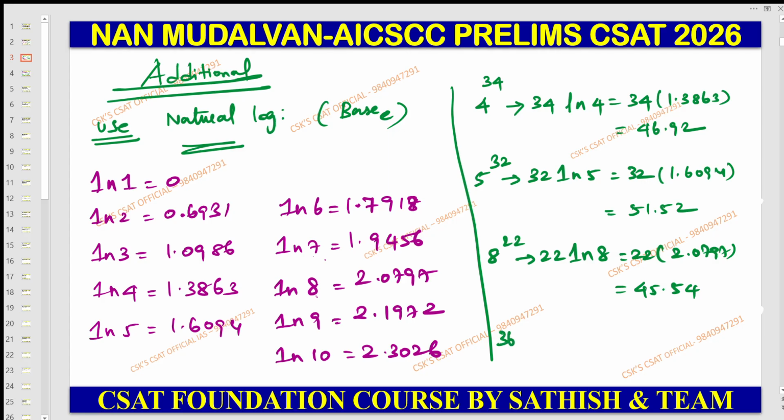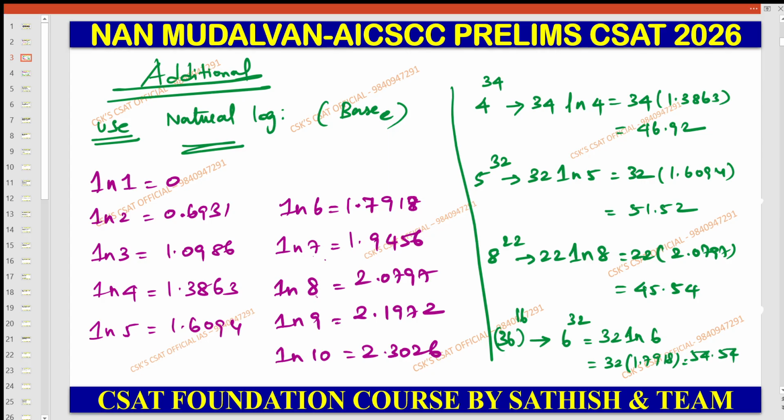Then the next one is 36 the whole power 16. First of all, you convert this one. If you convert it, it becomes 6 squared, so 6 the whole power 32. See, that is why I mentioned that even two-digit numbers can be converted in terms of single digits. That is why you need to remember these values. 32 ln 6, what is the ln 6? 1.7918. If you multiply this, it becomes 54.54. Now you can easily see which is the smallest value.